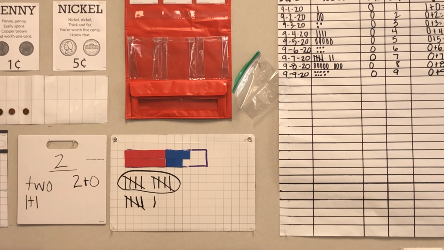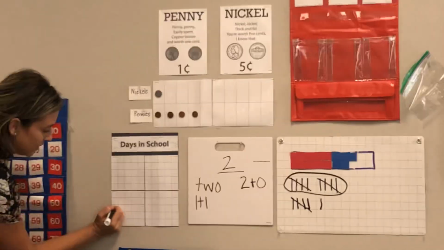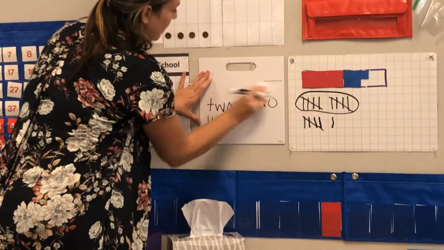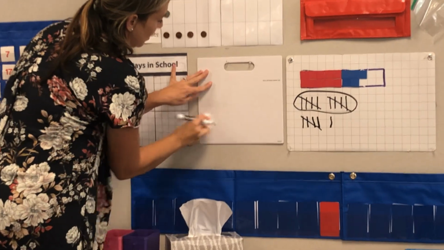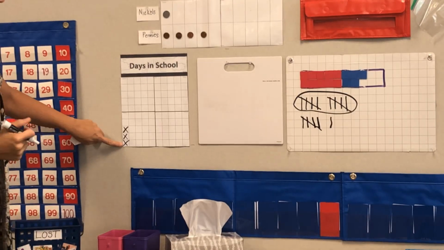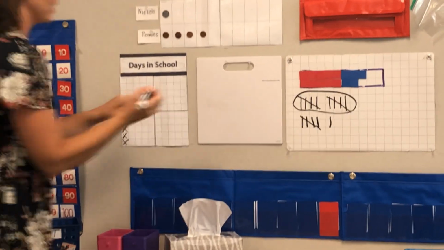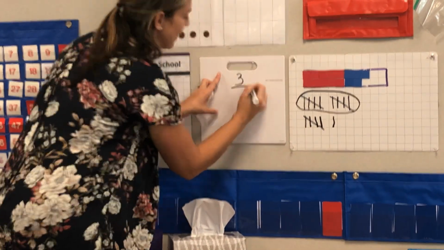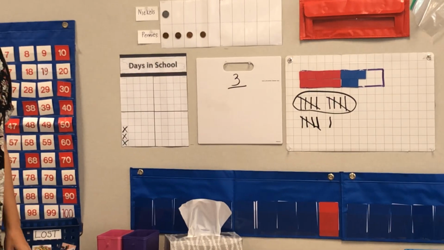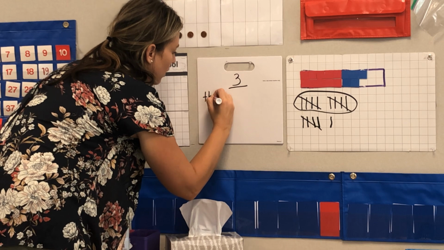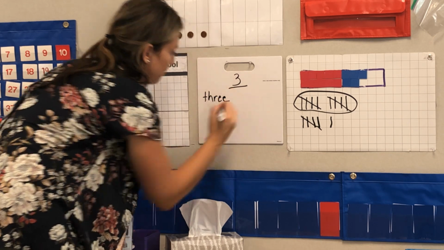We have been together in school learning one more day than 2. So yesterday it was 2 days. Today we get to make another X and update our days in school. So today we have been in school 1, 2, 3 days. We've already been learning 3 days together. So you can write the number 3 like that. The word 3 looks like that.